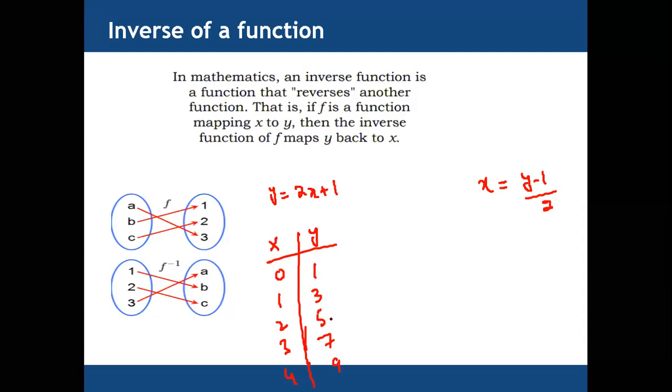Now, if you give range values, like starting from 1, when you give x is equal to 1 to the second function, this will give you 0. x is equal to 1, y is (1 minus 1) divided by 2. 1 minus 1 is 0, 0 divided by 2 equals 0. So x is 1, y is equal to 0.